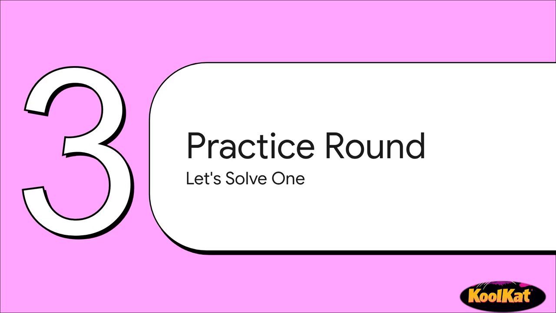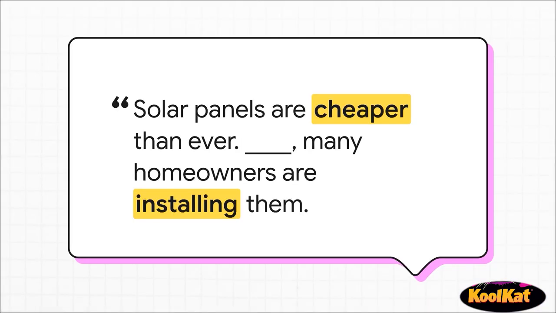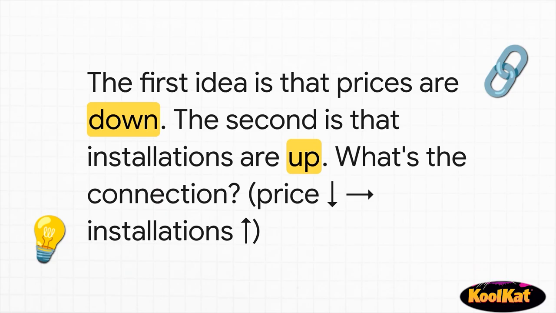Okay, theory is nice, but let's see how this two-step method actually works with a real GED-style question. We're going to do this one together, step by step, right now. Here we go. The sentence says, solar panels are cheaper than ever. Blank. Many homeowners are installing them. Okay, let's put our new method to the test. So, step one, let's forget the answers and just look at the ideas.